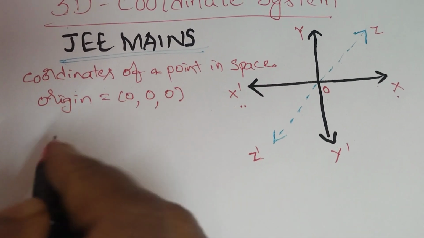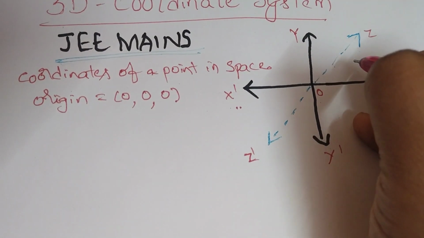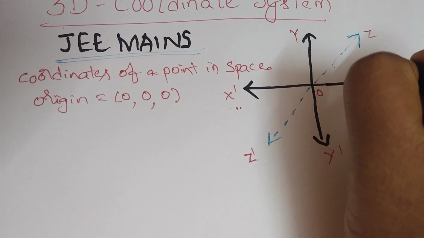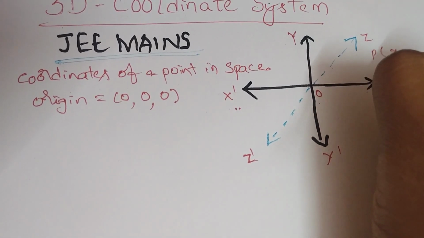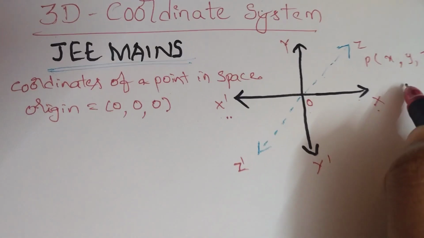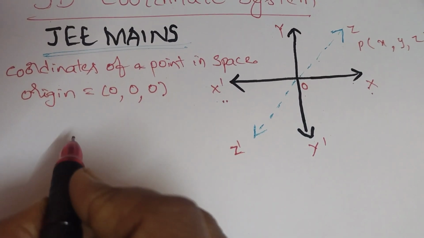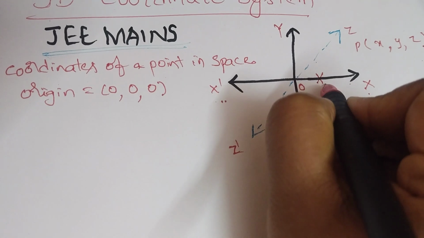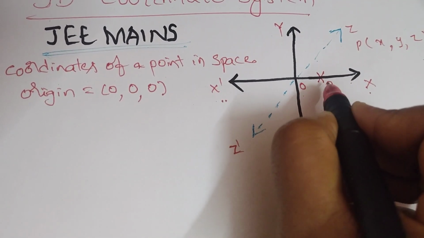Now suppose I am taking a point in the first quadrant. So in the first quadrant, suppose I have x, y, z. Next, suppose I am taking a point that lies on the x-axis. Suppose a point P1 lies on the x-axis.